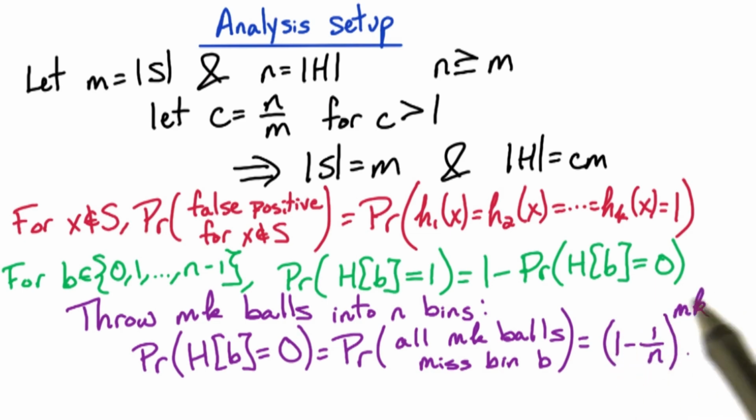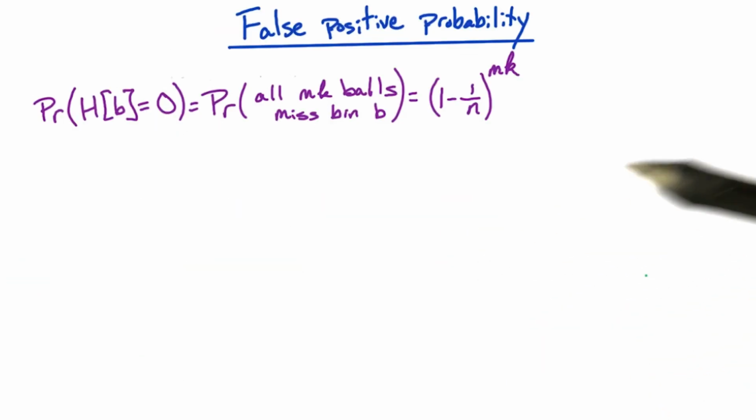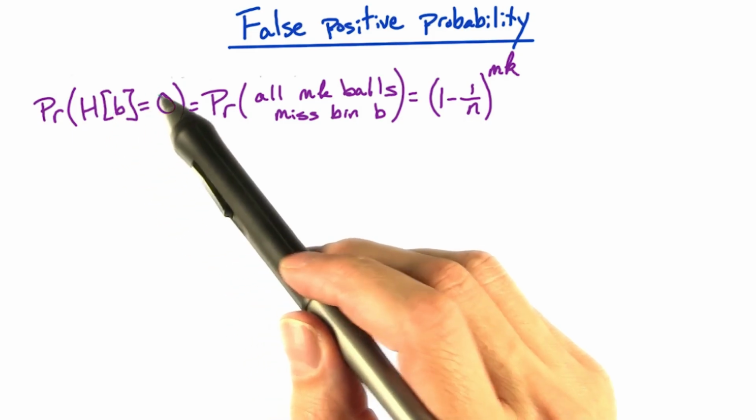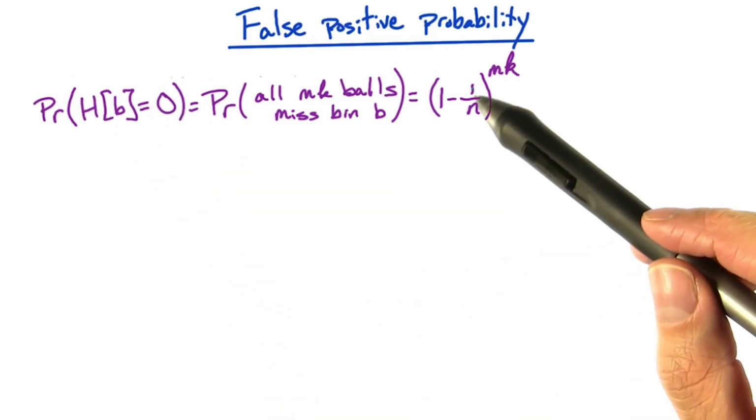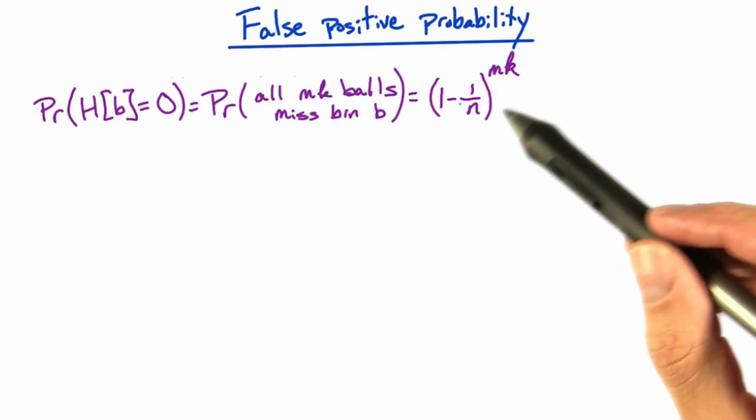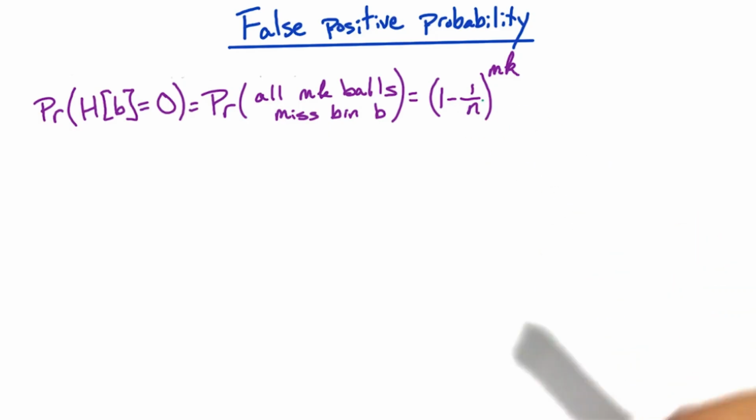Now this expression is not very complicated, but it'll be much more convenient for us to have a slightly simpler expression. So what have we done so far? We've shown that the probability that a specific bit is 0 is equal to 1 minus 1 over n, raised to the power m times k. Let's try to manipulate this to get a slightly more convenient expression. I want to replace this by an exponential.